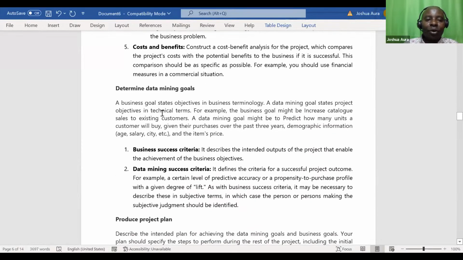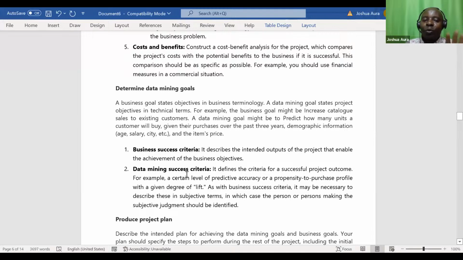Data mining goals. Determine data mining goals. A business goal states objectives in business terminology. A data mining goal states project objectives in technical terms. For example, the business goal might be increase catalog sales to existing customers. I want to increase my revenue. A data mining goal might be to predict how many units a customer will buy, given their purchases over the past 3 years and demographic information. Don't worry about this. These are things you'll be able to understand.